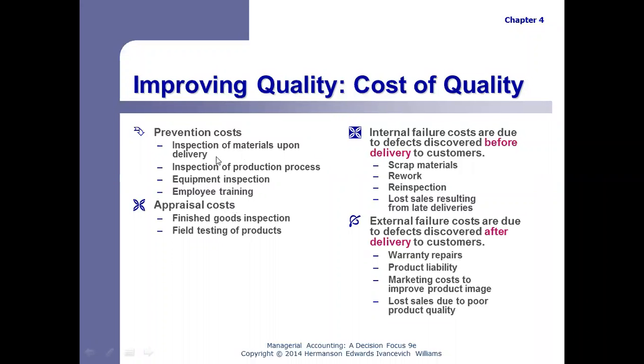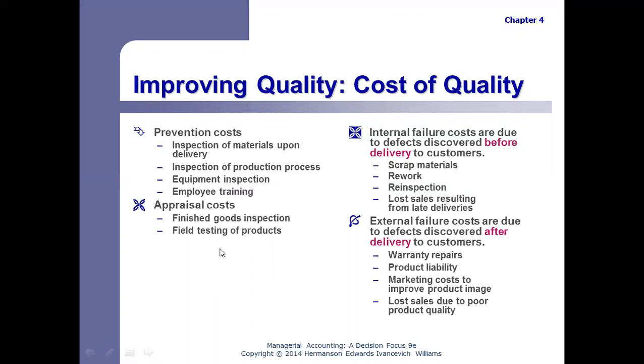So things like inspecting the materials before they're put into production process, looking carefully at the production process itself, inspecting the equipment, and then having good employee training. So again, prevention costs are things you do, the cost of the things that help ensure quality that are done beforehand. Appraisal costs, on the other hand, are done after the fact.